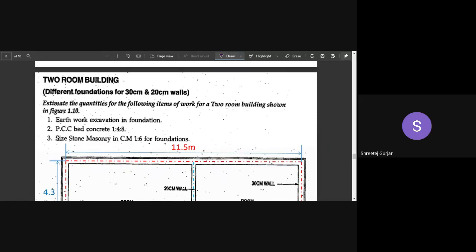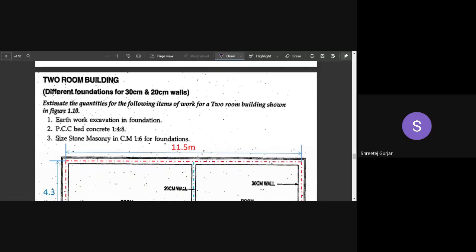Okay, different wall and different foundations. So coming to your next example, that is a two room building, with different foundations for 30 centimeter and 20 centimeter walls. In the previous problems that we have solved, we had the same wall going throughout the plan. We have the same 30 centimeter wall, and the foundation is also the same for the whole plan.